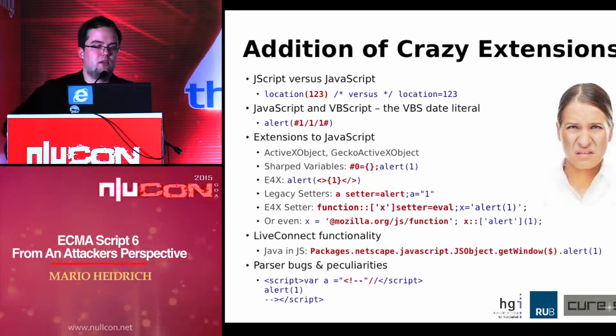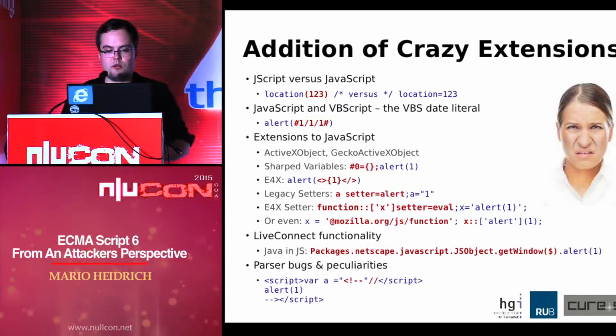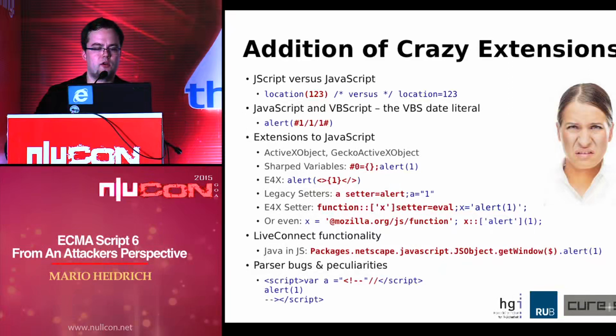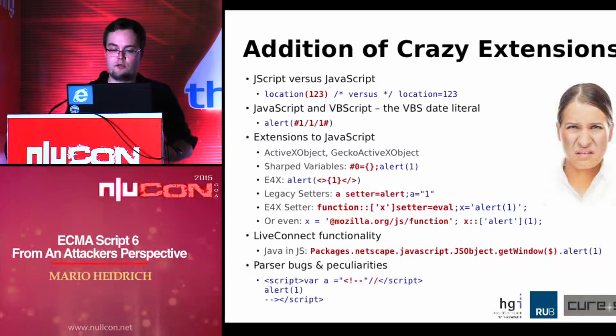Then we had the possibility to execute weird code by using E4X, as already mentioned. So you can see here we have the possibility to just execute an alert and then have HTML or XML-ish characters in there, and that would still work. We had the possibility to, for example, use legacy setters that used a completely proprietary syntax and weren't supported in any browser but Firefox. We could just say a setter equals alert and then say a equals 1, and then we would alert 1. No parentheses at all.